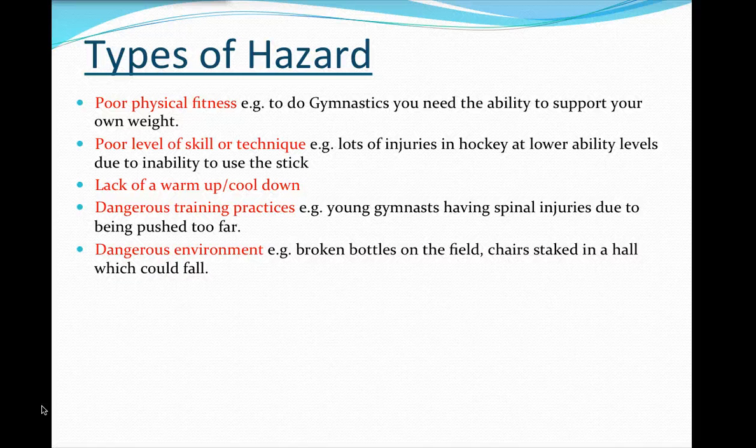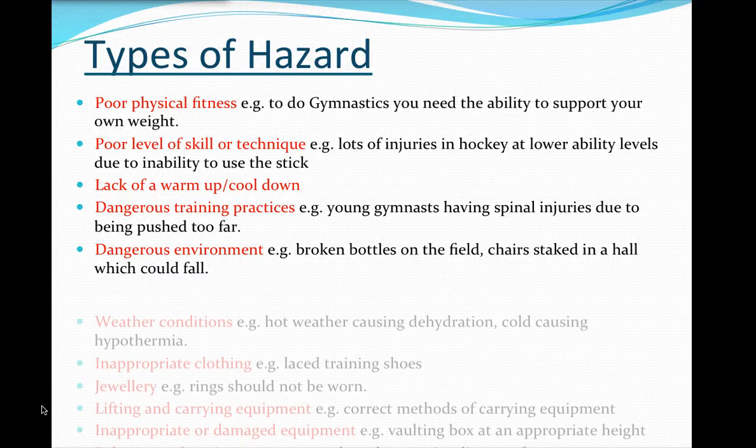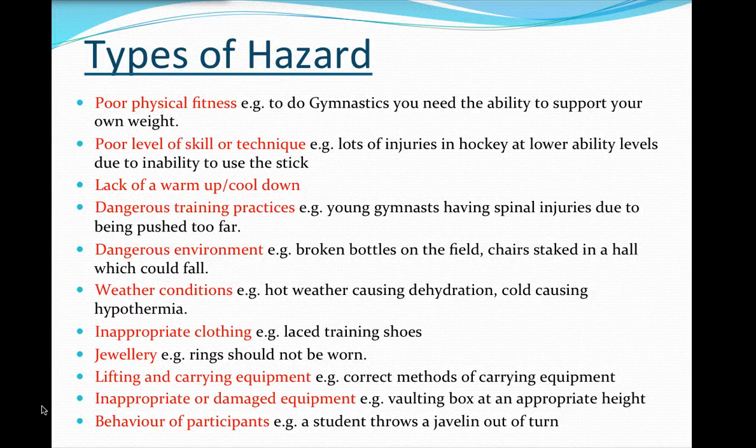Dangerous training practices, for example, young gymnasts have spinal injuries due to being pushed too far by their coaches, so making sure you're not taking part in any training that is out of your ability. Dangerous environment, for example, broken bottles on the field or chairs stacked in a hall which could fall and cause an injury. Other types of hazards are things such as weather conditions. So if it's too hot, this can be a hazard because it can cause dehydration, where you lose concentration and it gives you fatigue. So you could possibly get an injury.